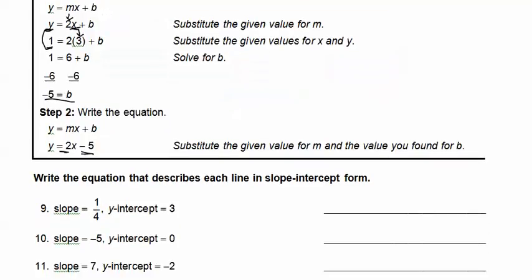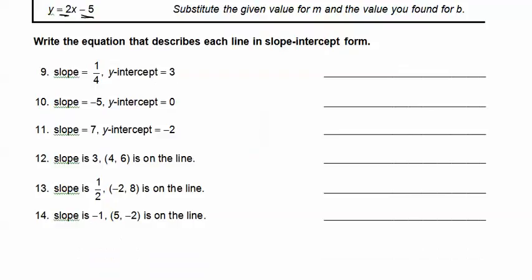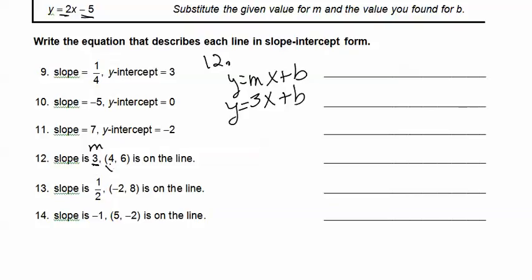So on number 12, we know that y is equal to mx plus b. And then we read problem 12 and see what we're given. Slope is 3. Well, that's m. So right away I can put 3 in for the slope. But I can't put anything in yet for b, because they don't tell us what the y-intercept is. They're only telling us that this point, 4, 6, is on the line. So I can use that to find b.